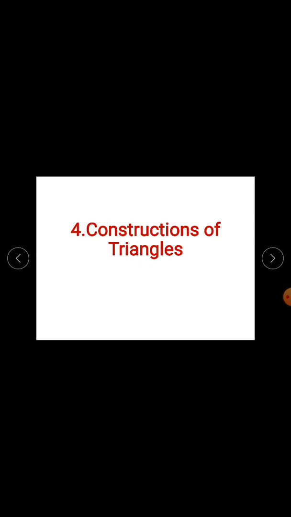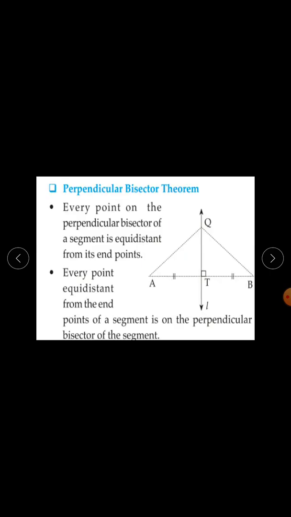And construction 3 is to construct a triangle if its perimeter, base and the angles which include the base are given. Students, for all these constructions, you should know the perpendicular bisector theorem.